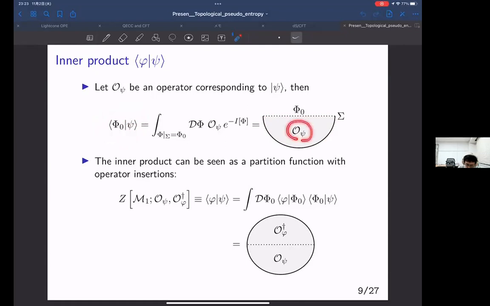So you insert some operator here, and then the inner product is given by gluing two copies of them. In the lower part, you have some operator O_psi, and in the upper part, you have some operator O_phi, but with a dagger. This one I like to call the path integral on M_1 with operators inserted. I say that this is a local operator, but in general it can be a non-local operator as well, because this psi can be arbitrary.